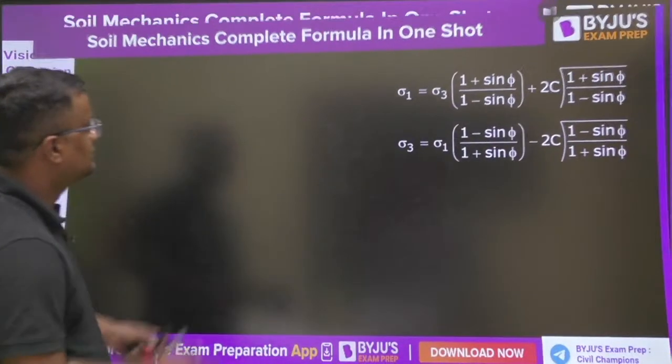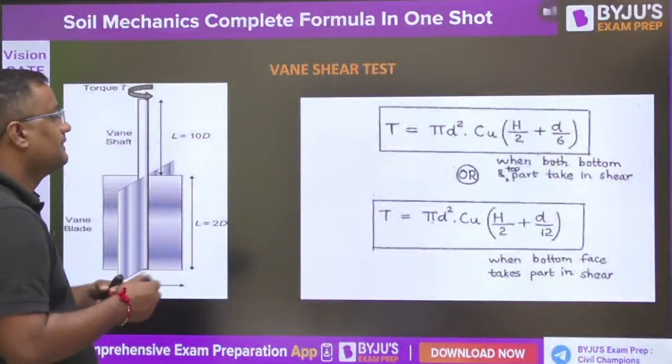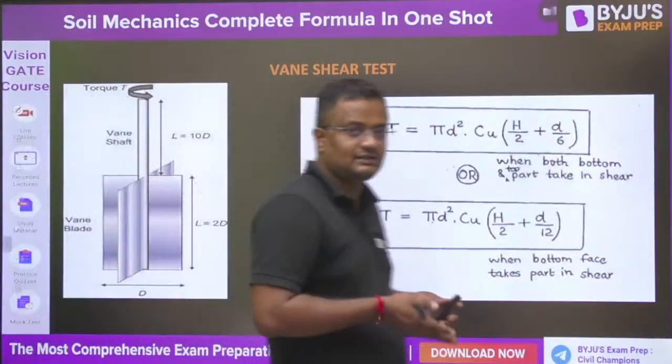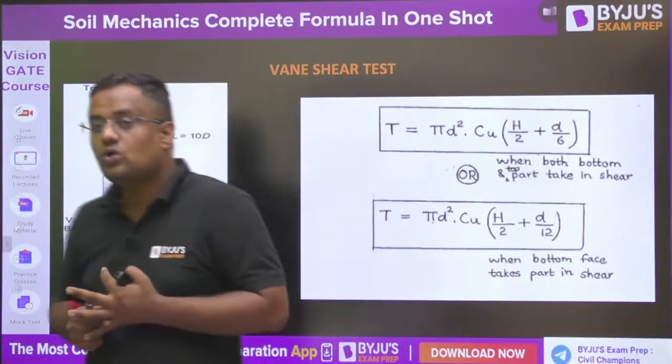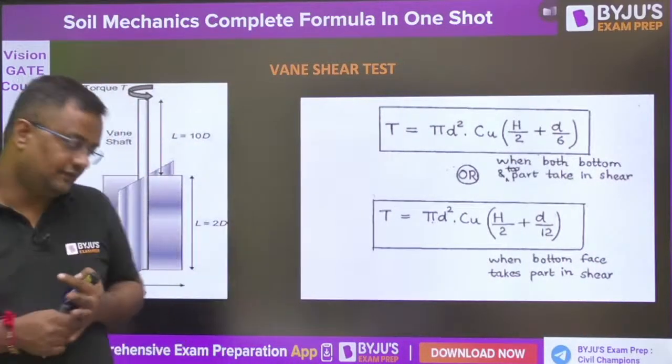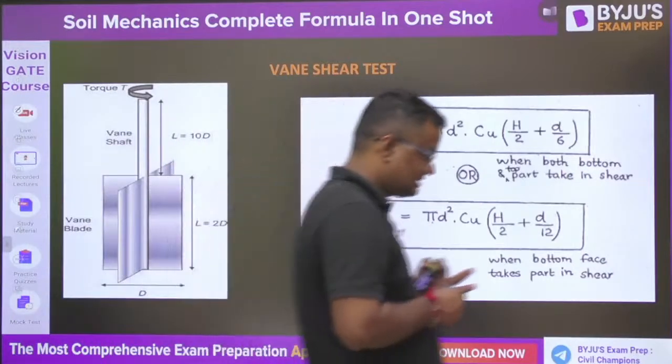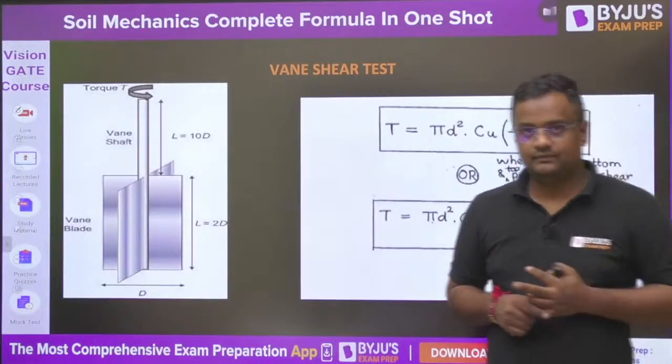So this is the relationship between sigma 1 and sigma 3. Now, we have various tests, such as the direct shear box test and the triaxial test. All these tests are done in the lab.